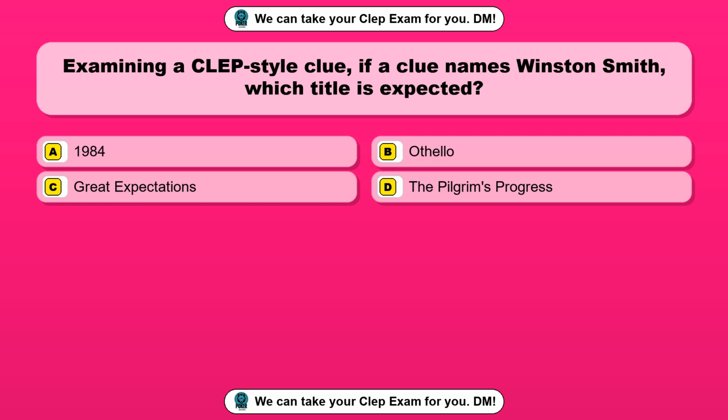Question 76. Examining a CLEP-style clue, if a clue names Winston Smith, which title is expected? Option A, 1984. Option B, Othello. Option C, Great Expectations. Option D, The Pilgrim's Progress. The correct answer is option A, 1984.